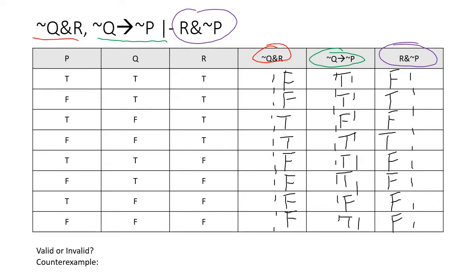And now we can check for validity and look for instances in which we have all true premises. We've got all true premises there. And that looks like it. And in that situation, we have a true conclusion. And so this one is going to be valid. And since it's valid, there is not a counterexample.